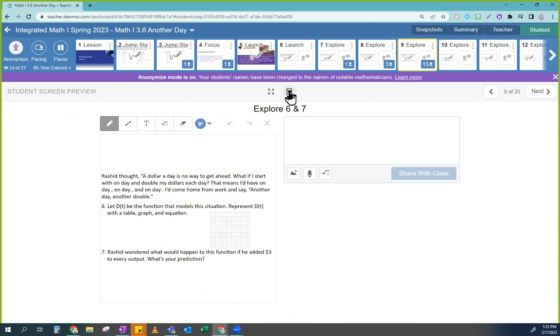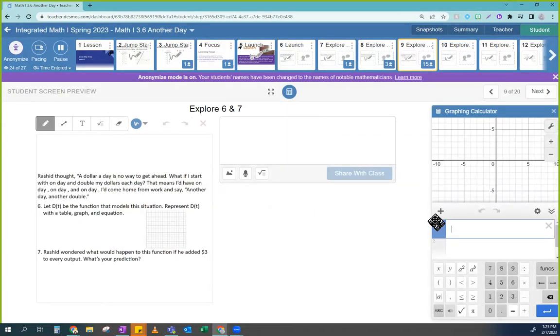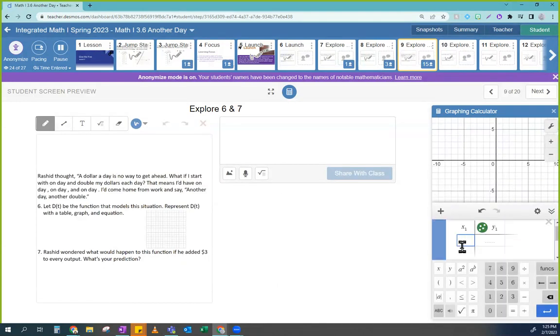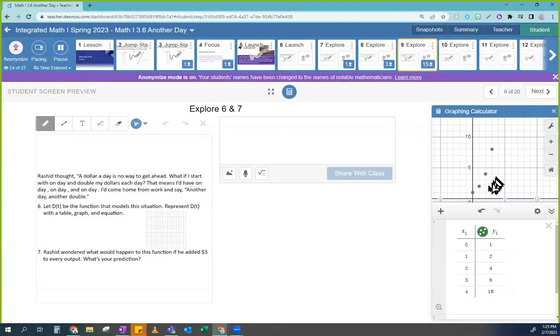For this one, if you start plugging him in, for those of you who want to learn how to do tables, look, it's plus table. And then I'm going to start plugging him in, right? So you said zero, one, two, three, four. And then here it was one, two, four, eight, 16. Does this look like a line? Does that look like a line? Yeah, very good. This does not look like a line.